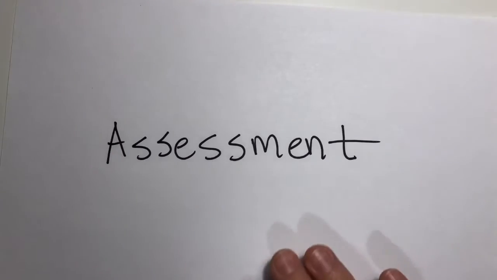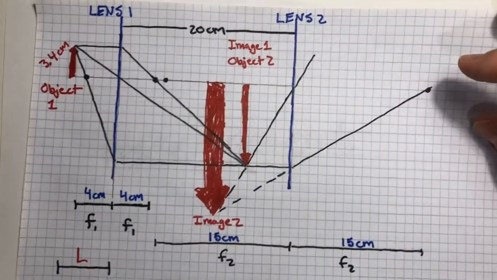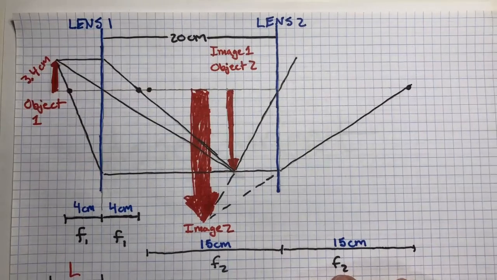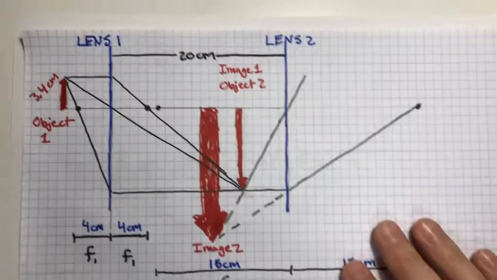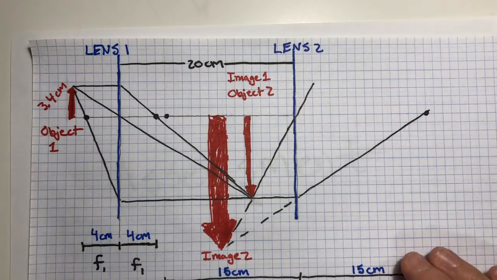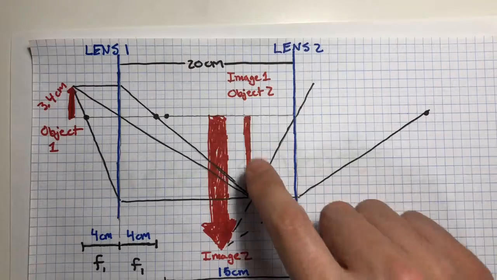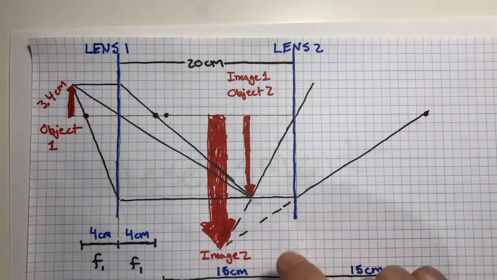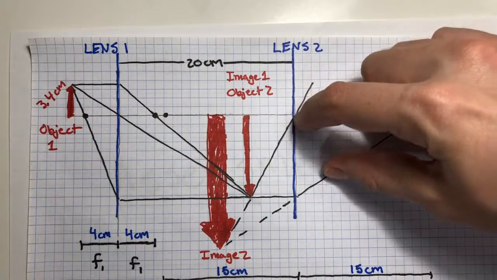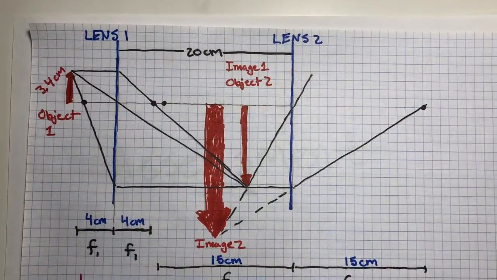And finally, for my assessment, I just drew out the picture where each square on this grid paper I made 1 centimeter, and then I used a ruler, and this final image is 14 squares tall if you actually measure it out. So that was my assessment.